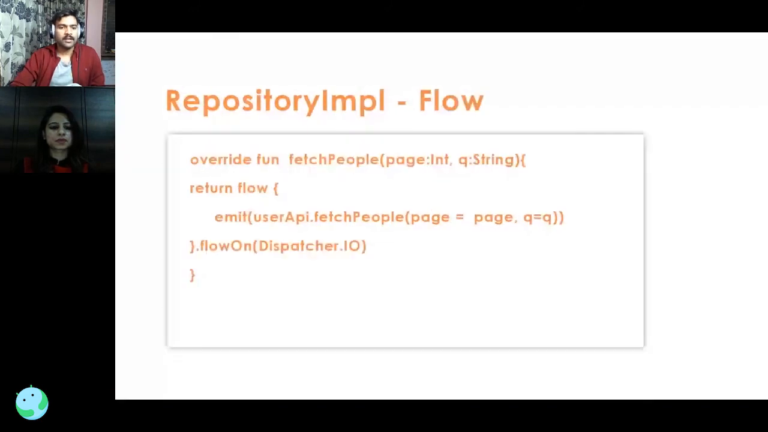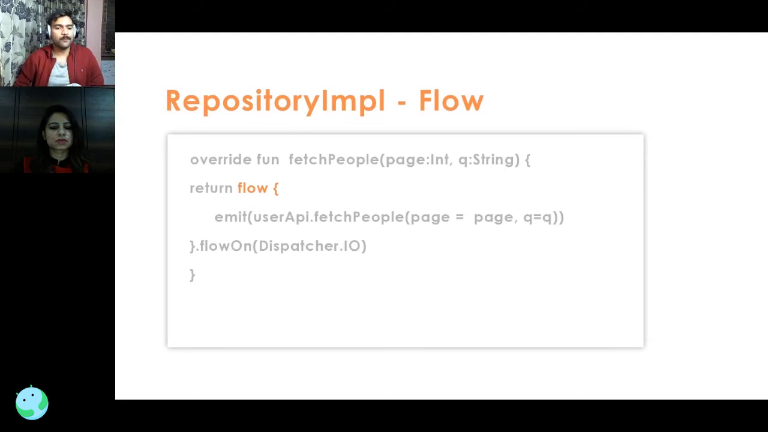But in terms of flow, you would not just return user API.fetchPeople, rather we'll actually build up a flow. Now here you can see we are returning a flow builder. Inside that flow builder, we are actually emitting user API.fetchPeople, and we are flowing it on Dispatchers.IO. So basically it's running on the IO thread and it's emitting here. So let's break this down in a very generic way.